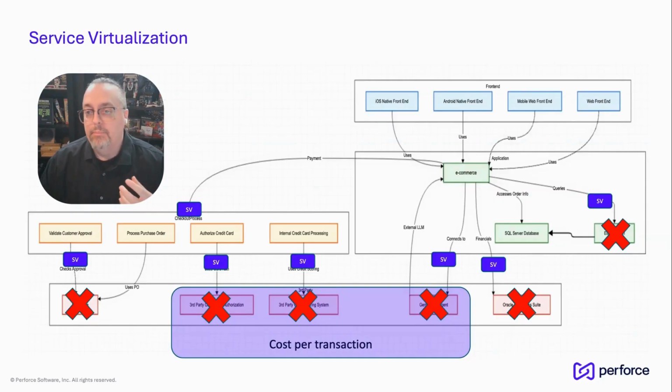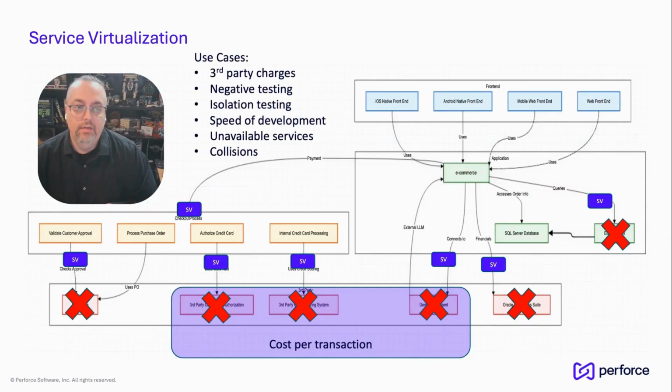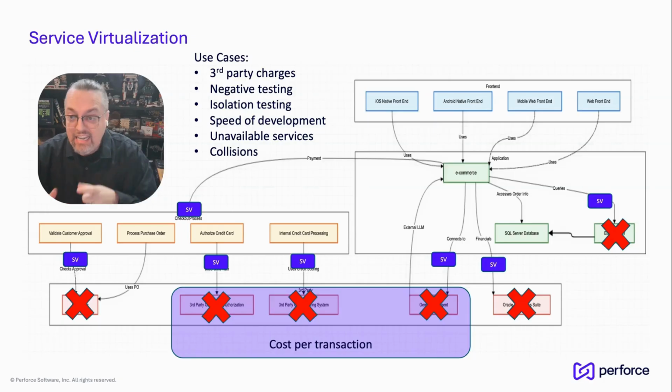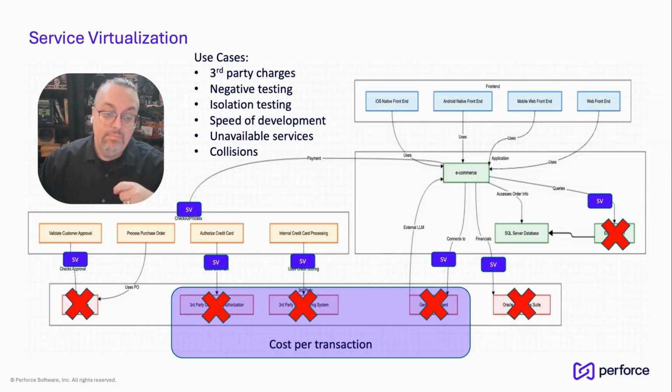So just remember, the use cases that we're talking about here is, one, I have these third-party charges that I don't want to have to pay for, right, in my lower environment, especially if I'm doing load and performance testing. I can set up negative testing, right? So I can set up, for example, on the credit scoring, maybe I want to have somebody come in and make sure that a decline happens if the person has a credit score below 400, right? Which would be an awful credit score.